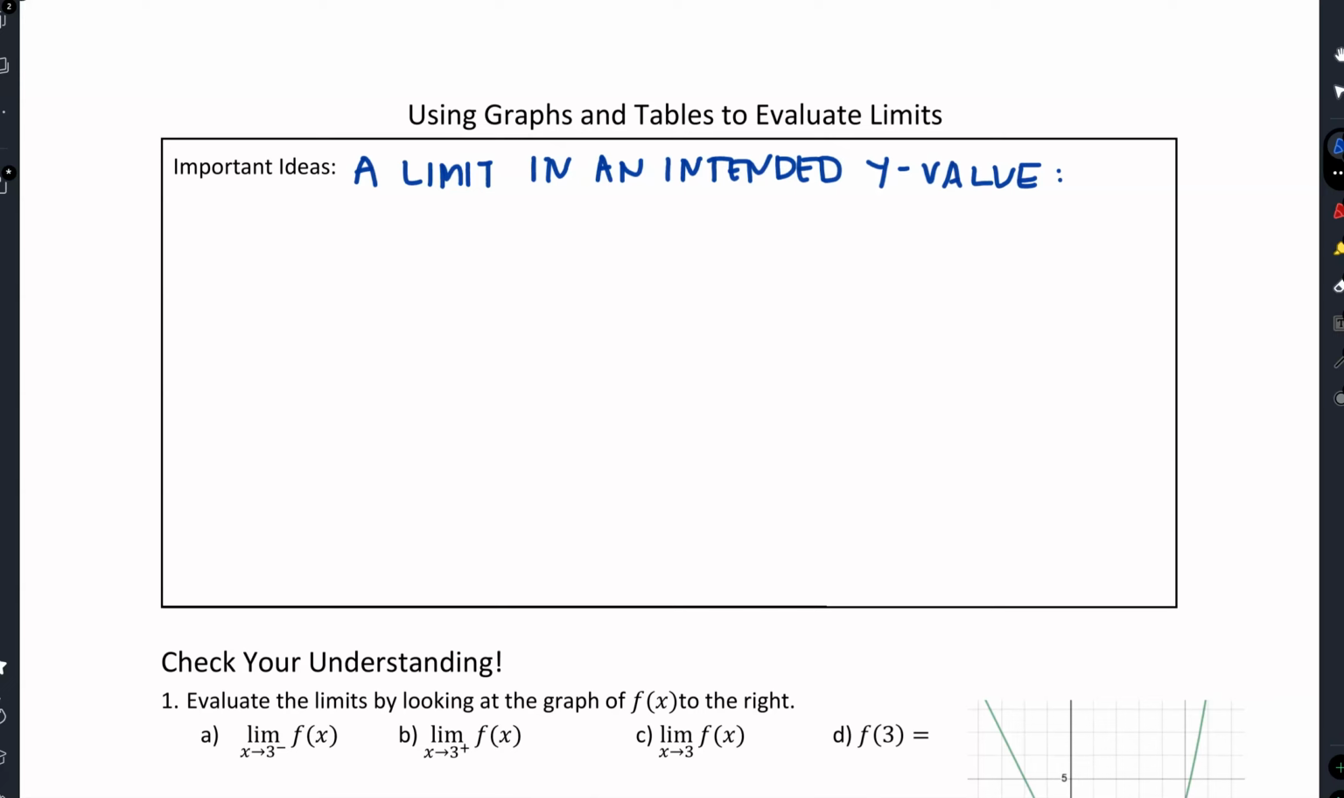We've talked about limit notation, but just so you can remember, the limit as x approaches some value, and then this is my function. We say limit as x approaches a. That's what that means.